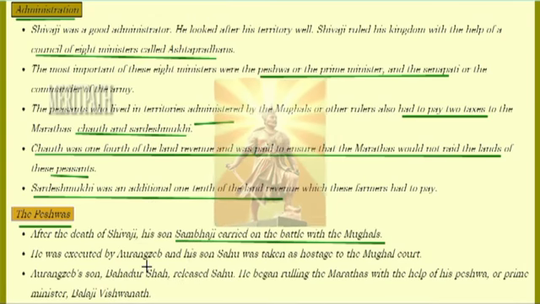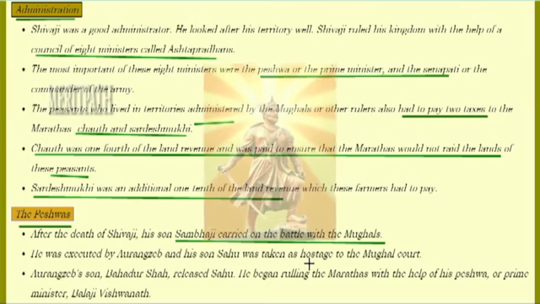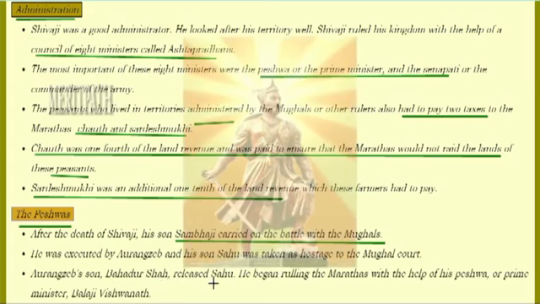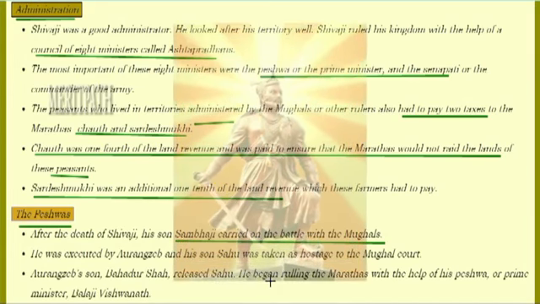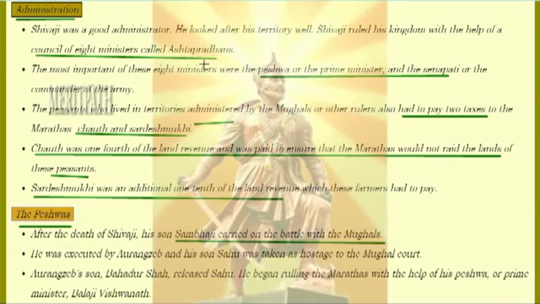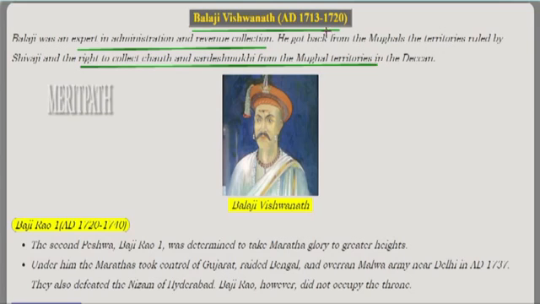The Peshwas. After the death of Shivaji, his son Sambhaji carried on the battle with the Mughals. He was executed by Aurangzeb and his son Sahu was taken as hostage to the Mughal court. Aurangzeb's son Bahadur Shah released Sahu. He began ruling the Marathas with the help of his Peshwa or Prime Minister Balaji Vishwanath. Balaji Vishwanath lived from AD 1713 to 1720.